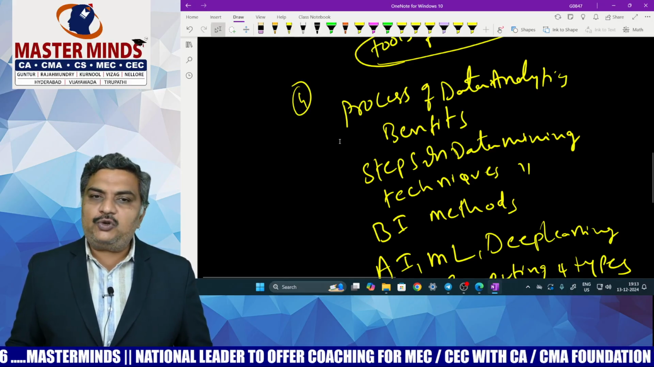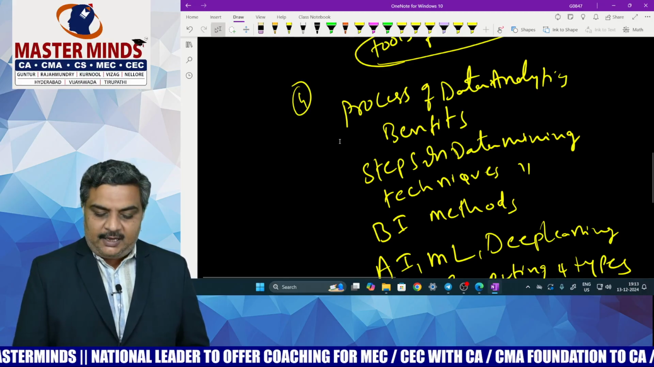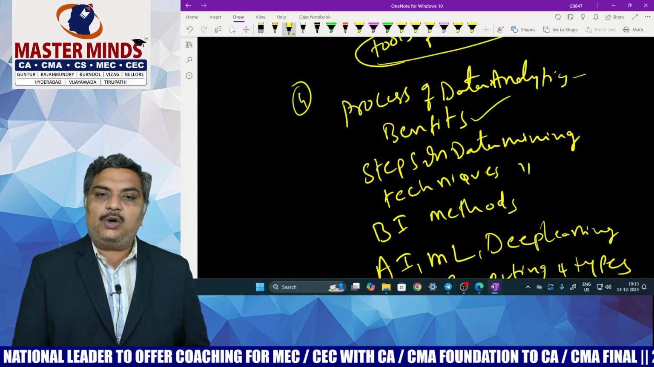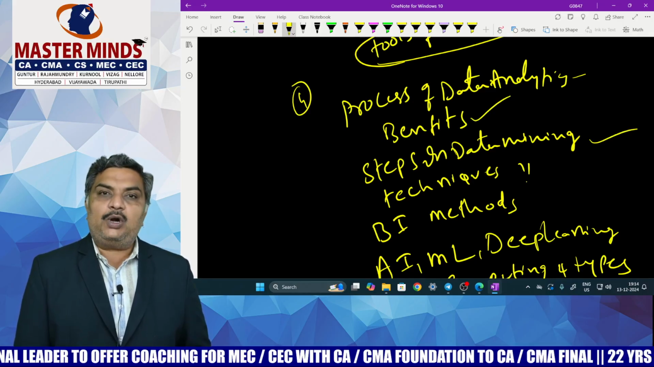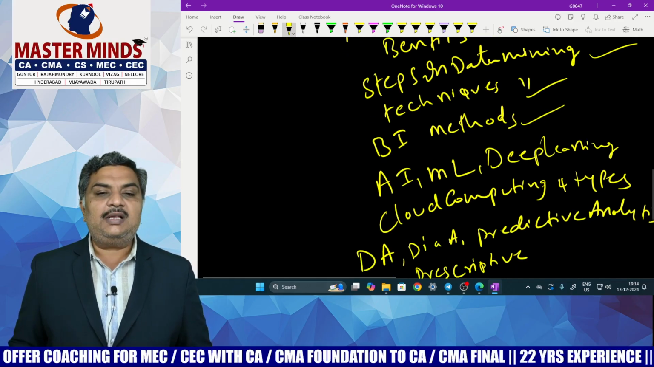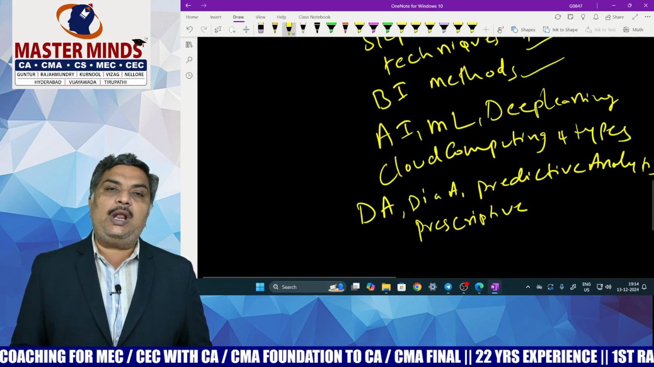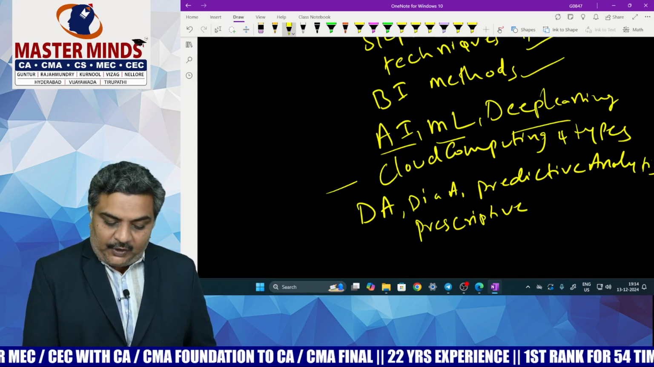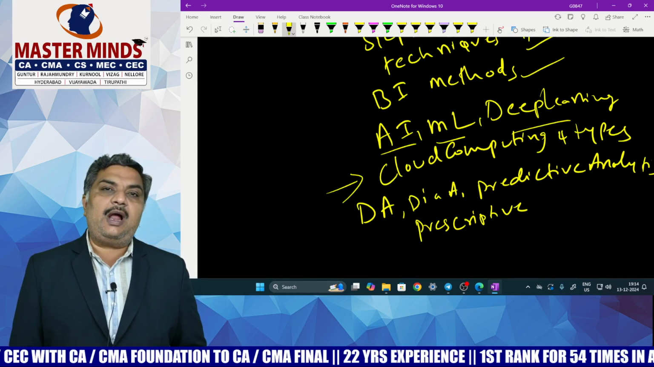If you observe, the most important questions in this fourth lesson are the process of data analytics, the benefits of data analytics, the steps in data mining, the techniques of data mining, and the different business intelligence models. Also prepare well about artificial intelligence, machine learning, deep learning, and don't forget to prepare cloud computing and its types.